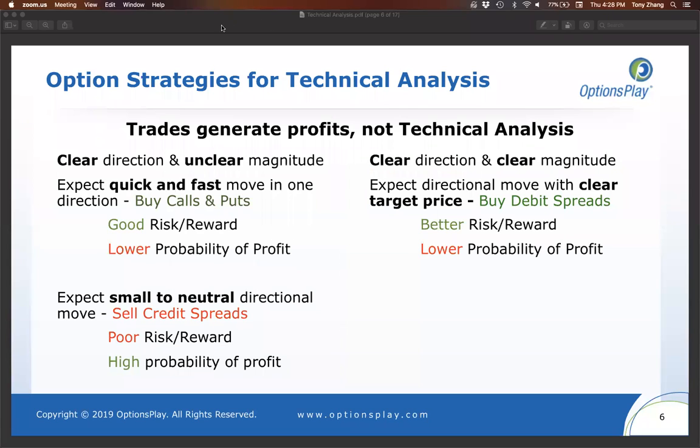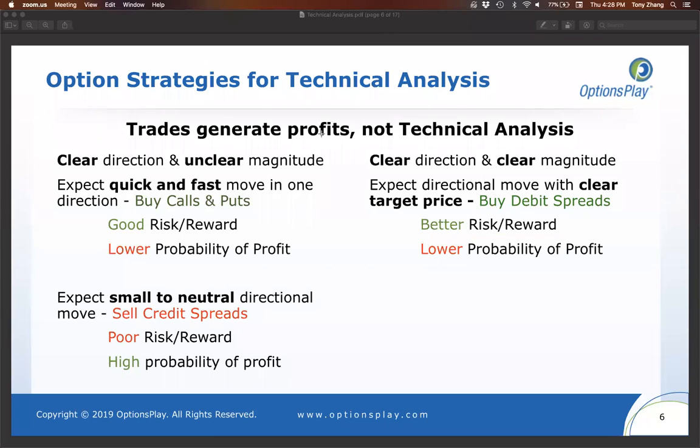On the flip side, if you have a clear sense of direction, and you also have a clear target price as to where you think that stock will go, then you generally want to buy debit spreads. Debit spreads have a relatively good risk to reward ratio. They typically do have lower probability of profit, but they are very good for lowering your risk on a trade or providing very good risk to reward ratio, especially for a very defined move.